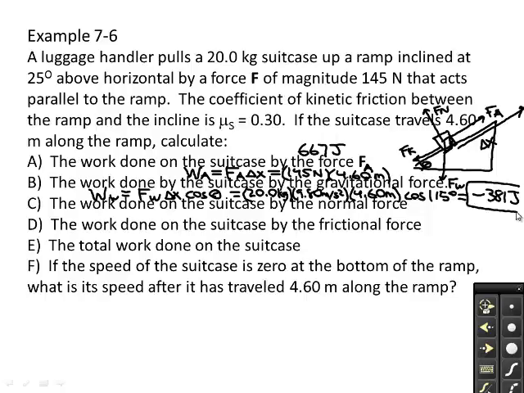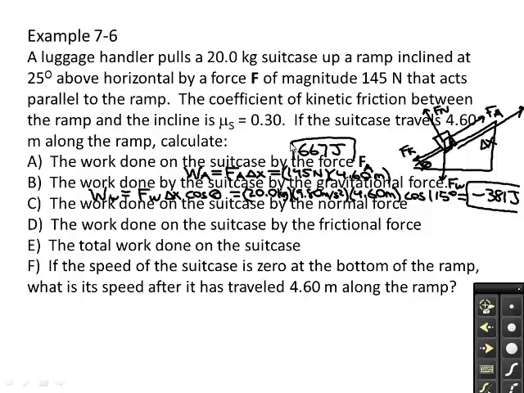Okay? Now, that kind of makes sense. The component of the weight force would be down the incline, which is opposite the direction we're moving, which means gravity is busy taking energy away, taking kinetic energy away from the system.